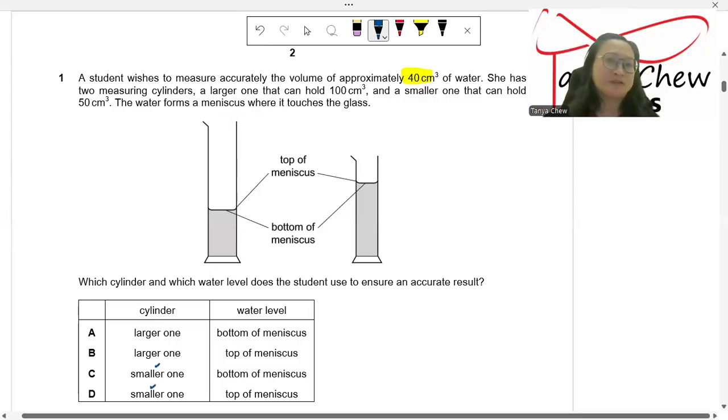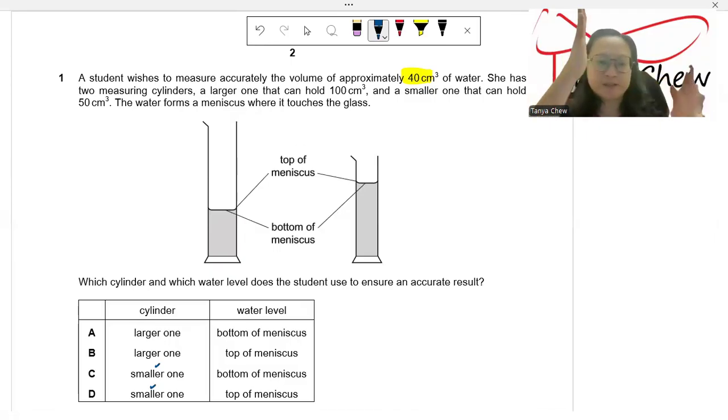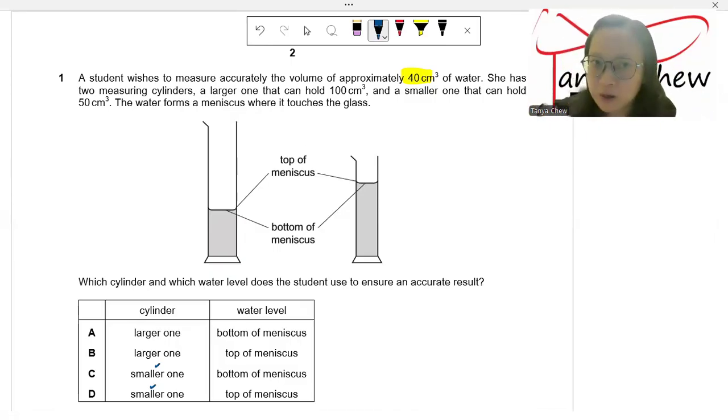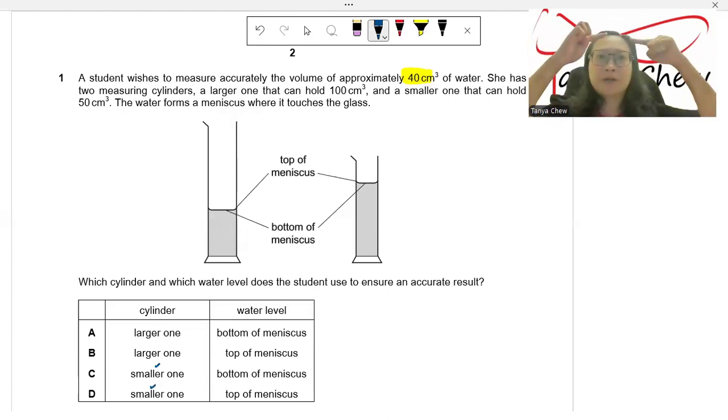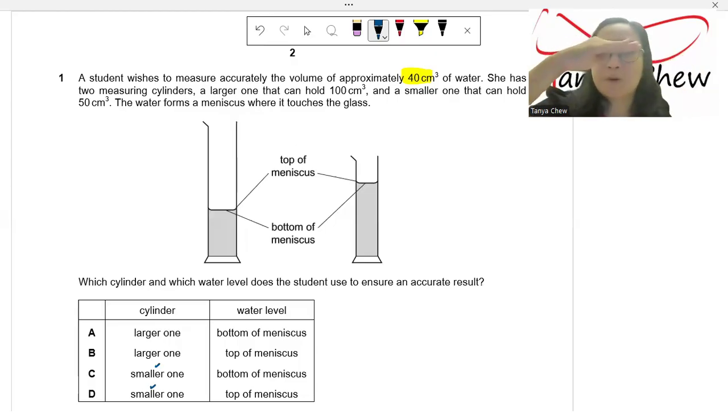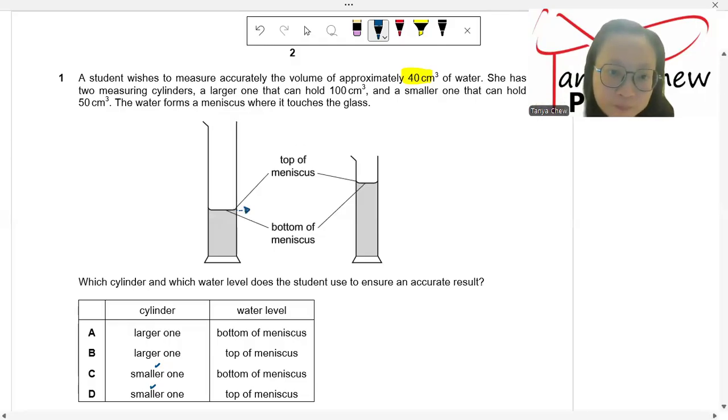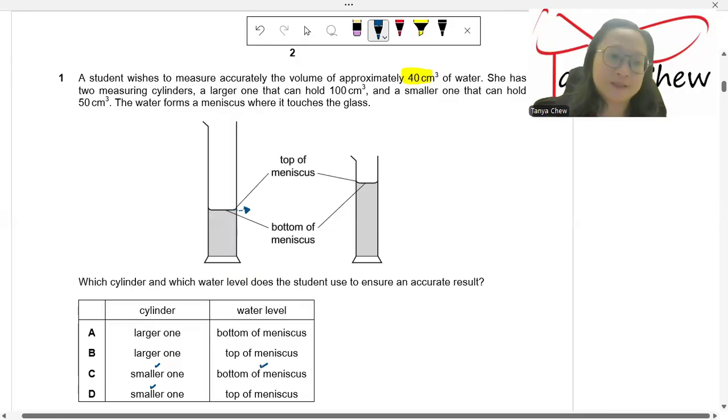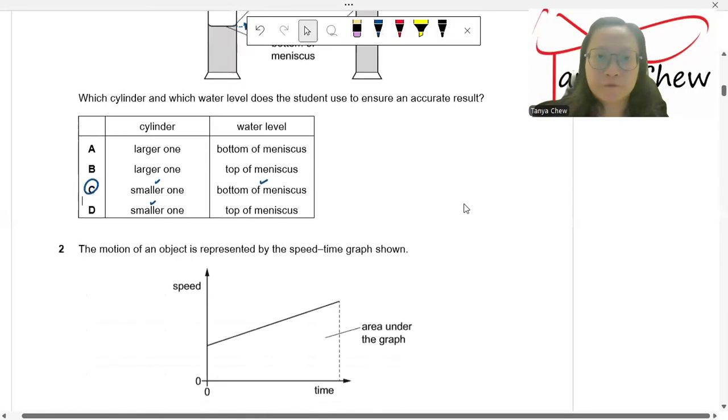If you remember your Paper 6, one experiment is about how to measure volume accurately from the measuring cylinder. Your eye level must be perpendicular to the scale on the measuring cylinder, and it has to be at the bottom of the meniscus. The meniscus is the curve formed on the water surface in the measuring cylinder. So you place your eye level at the bottom of the meniscus. Therefore, C is the answer for the first one.